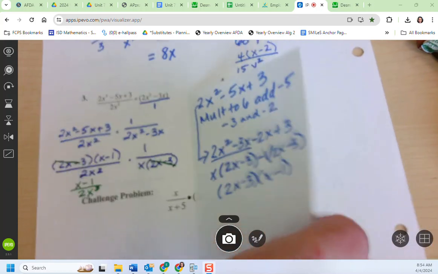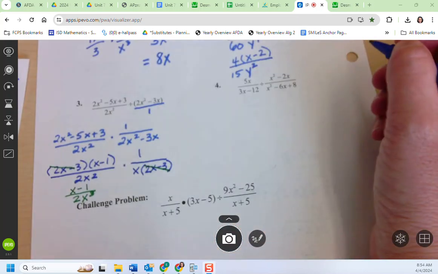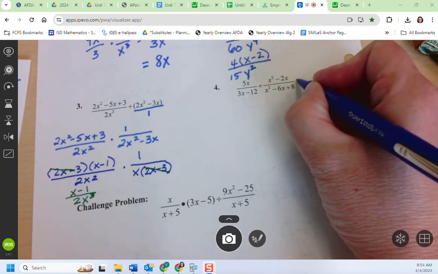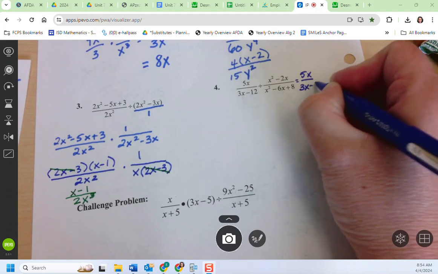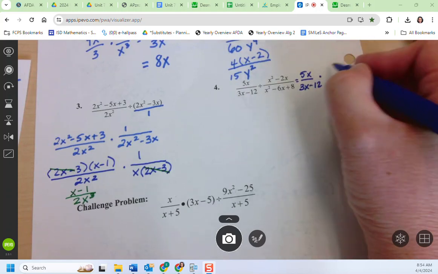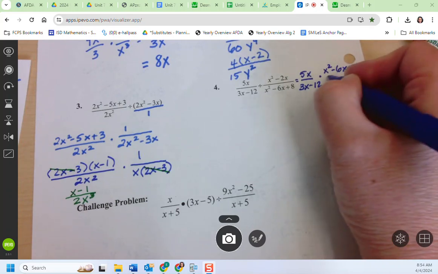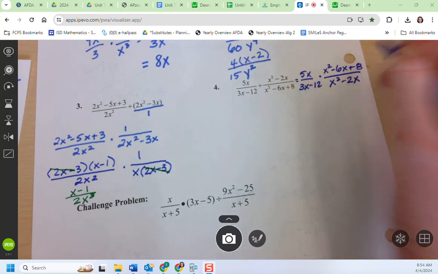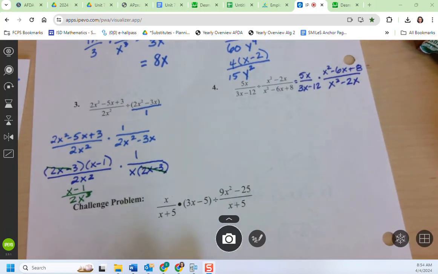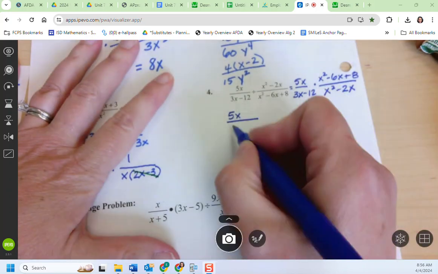All right, let's look at the last one. So very first thing I'm going to do is just change it to a multiplication problem. So 5x over 3x minus 12 times x squared minus 6x plus 8 over x squared minus 2x. Okay. Once it's a multiplication problem, I want you to try to factor everything and cancel. And I'm going to give you a couple minutes to work on that. 3, yes.